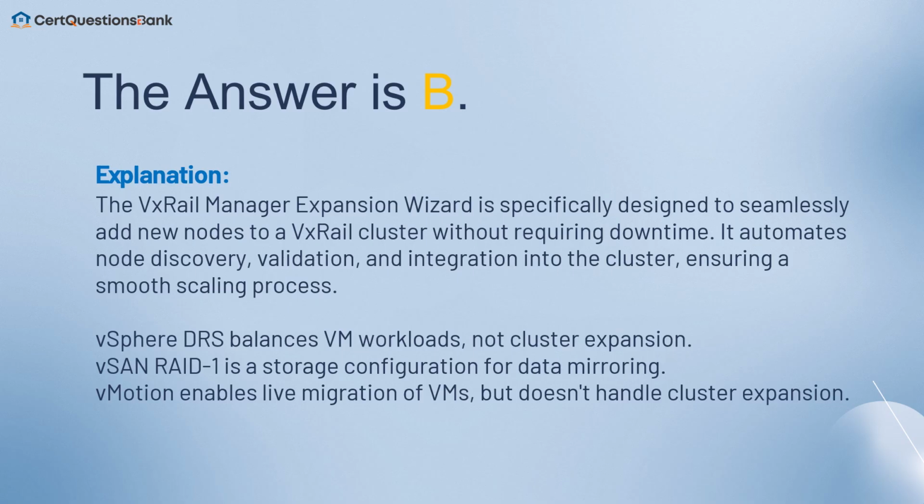vSphere DRS balances VM workloads, not cluster expansion. vSAN RAID 1 is a storage configuration for data mirroring. vMotion enables live migration of VMs, but doesn't handle cluster expansion.